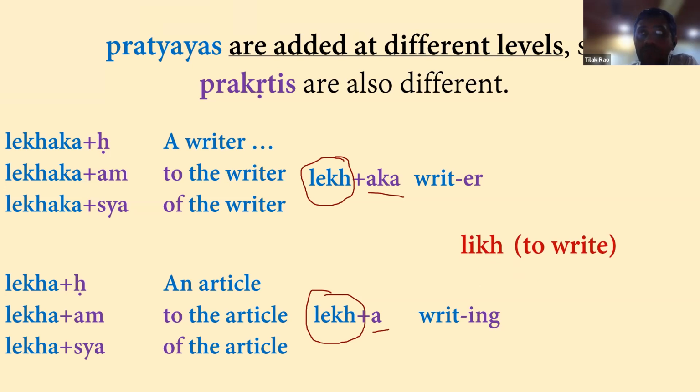So dhatu is a foundational root, a foundational prakriti, to which we add pratyayas at different levels. By adding aka or a, it becomes lekhaka or lekha. By adding ha, m, sya, it becomes lekhakaha, lekhakam, lekhakasya. So now there are many words, but all these words are derived from the root likh.